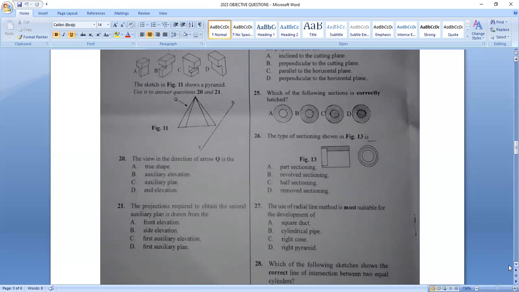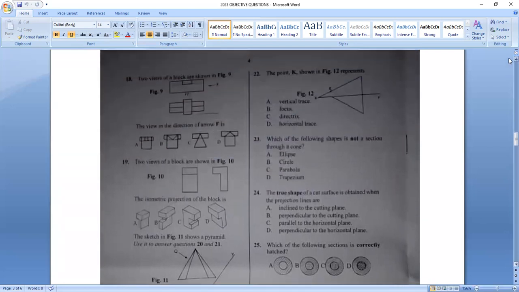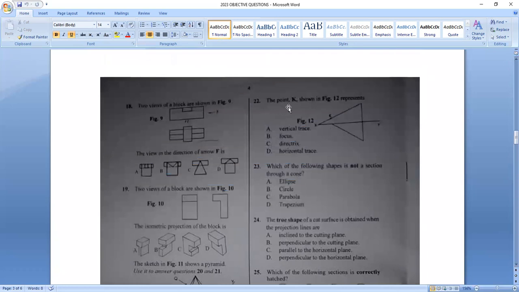Then we move on to question 22. Question 22 says that the point K shown in figure 12 represents the horizontal trace. Then question 23, which of the following shapes is not a section through a cone. That is, trapezium is not a section through a cone.